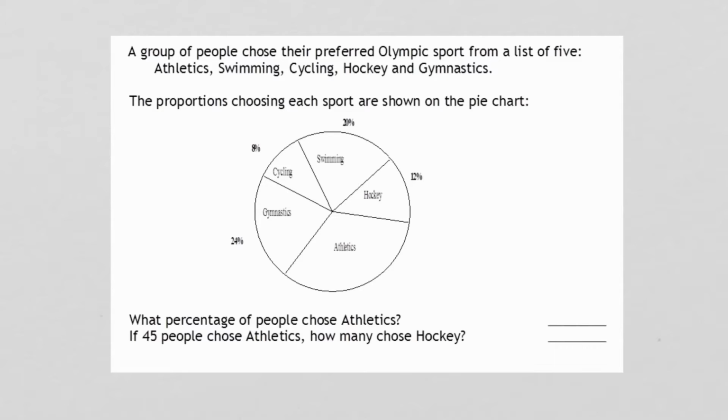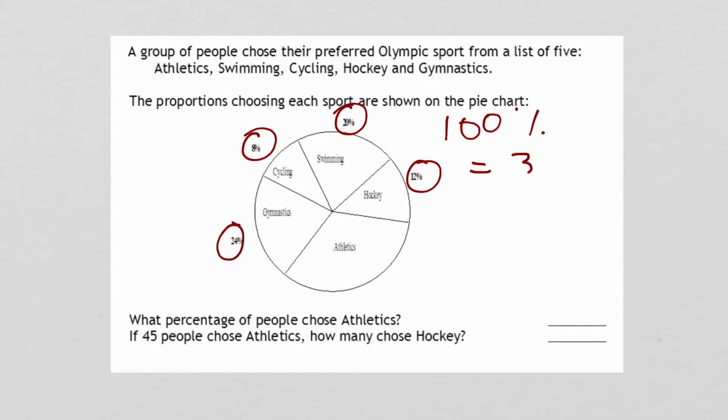So let's see how you did. Okay, athletics is the last part of the pie chart that hasn't got a percentage next to it. So we need to work out what that is. So as we know that 100% represents the whole pie chart, what we need to do is subtract the other parts. 100 take away 24, take away 8, take away 20, take away 12, and you should get 36% left.